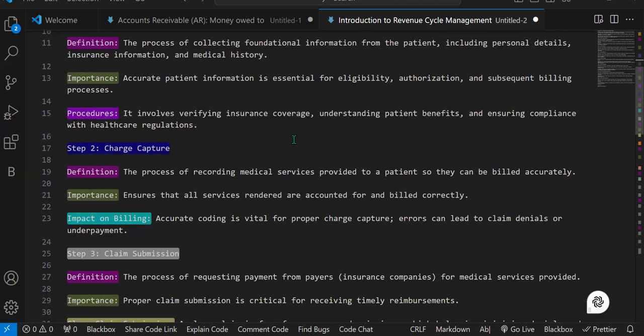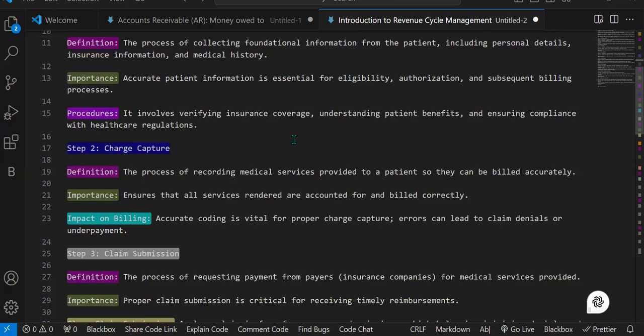So recording medical services, like what are the services provided by the doctor, all these things will be recorded for billing purposes accurately. They will record all the services they have done, because they have to submit these medical services to the insurance company. Then only they will get the payment from the insurance company.